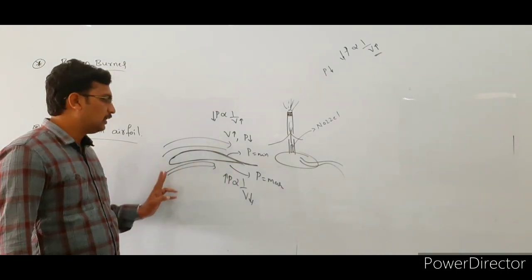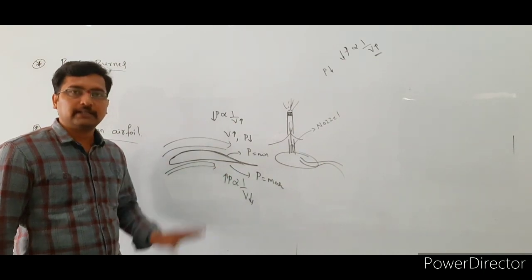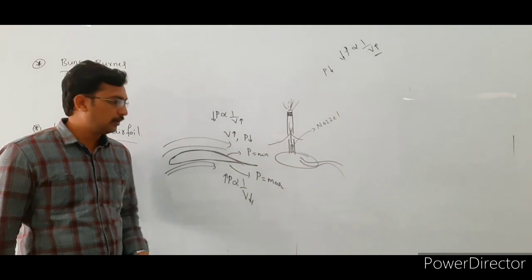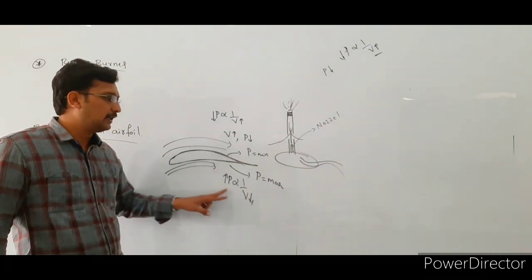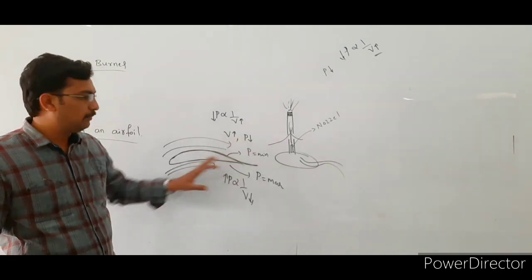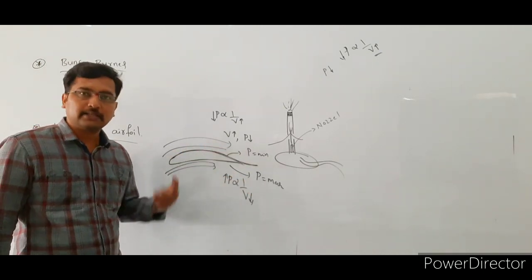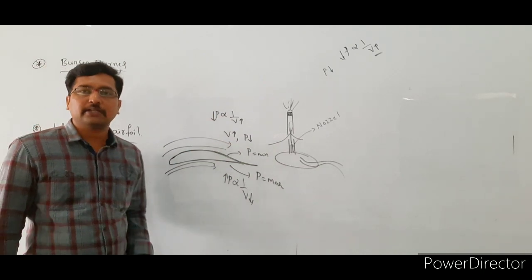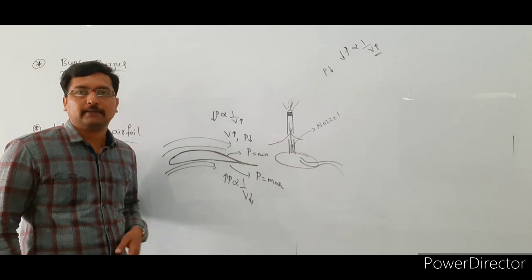At the same time, the velocity of the liquid below the aeroplane wing is less. If it is less, the pressure at that point is more, because pressure is inversely proportional to velocity. So the pressure below the aeroplane wing is more, and the pressure above the aeroplane wing is small. The difference in pressure gives additional force, or additional thrust, to lift an aeroplane.